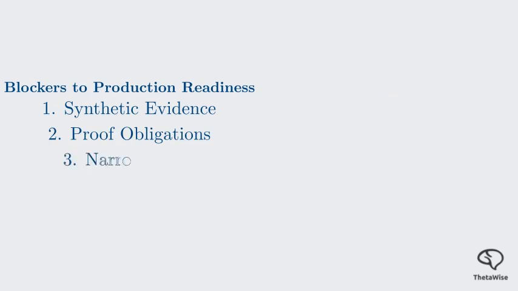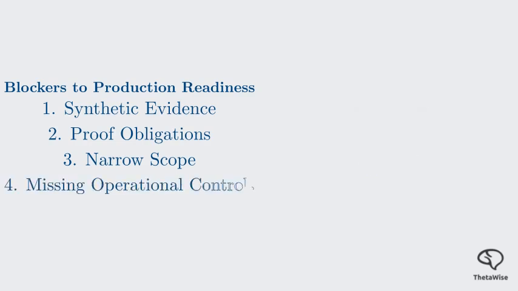Third, the scope is currently narrow. The experiments only covered single-pool, exact-in swaps. Real-world trading involves multi-pool routing, confidential order flows, and adversarial behavior like latency races. Finally, operational controls like model artifact signing, version pinning, and drift detection are still missing. These are the guardrails needed before letting an ML model touch a live financial system.